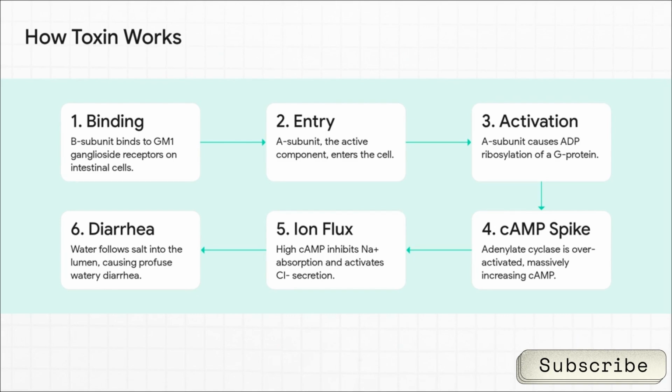First, the toxin's B subunit acts like a key, binding to a specific lock on our intestinal cells called the GM1 ganglioside receptor. Once it's docked, the A subunit, which is the real troublemaker, gets inside the cell. What does it do? It permanently flips the on switch for an enzyme called adenylate cyclase by messing with a G protein. This causes the cell's cAMP levels to just skyrocket. This massive spike in cAMP sends 2 signals. 1, it tells the cell to stop absorbing sodium. 2, it tells it to start actively pumping out chloride ions. And as you know from basic physiology, where salt goes, water follows. All that water gets pulled from the body into the intestine, leading to that profuse watery diarrhea.